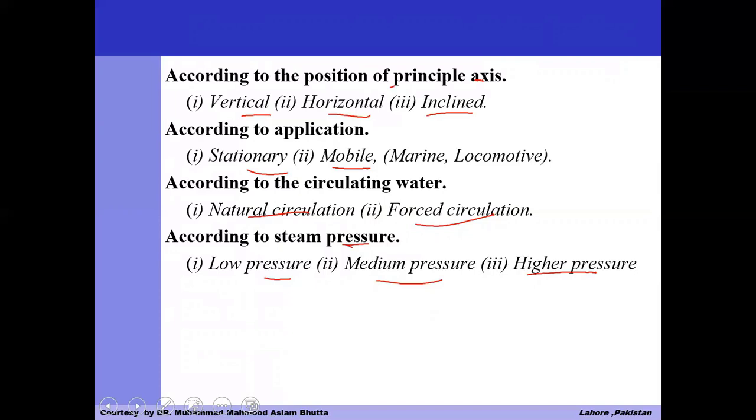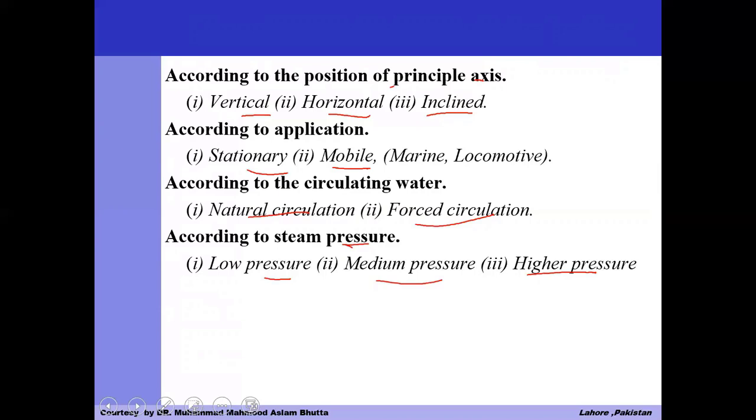According to the circulating water, it can be natural circulation or forced circulation. In case of natural circulation, water comes down from the feed water system to the downcomer naturally, while in a forced circulation system, the water is pushed into the system with the help of some pump or some other force. So this is the classification according to the circulating water.